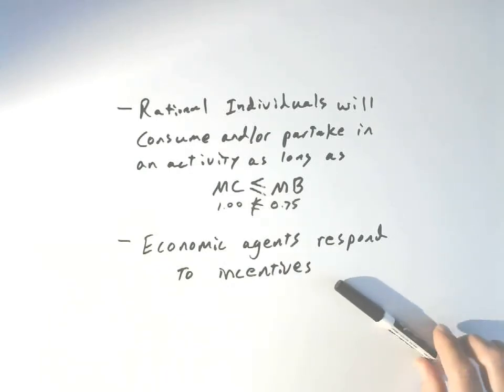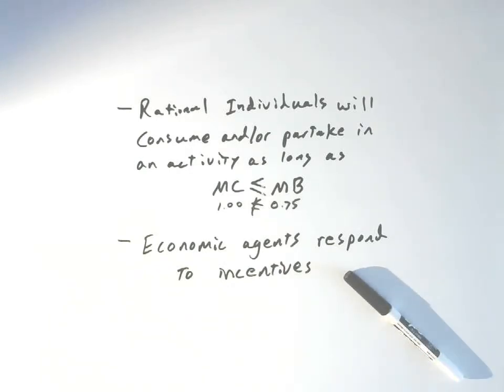And finally, this last assumption we make almost seems like a no-brainer. Economic agents respond to incentives. But you have to realize this is very important. Think back to the definitions of micro and macroeconomics. Remember, one of the things we had in the definition of macroeconomics was the policies that affect each. Well, this has everything to do with policy.